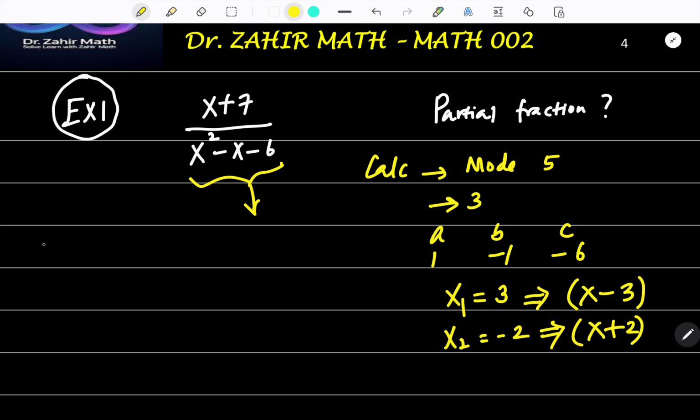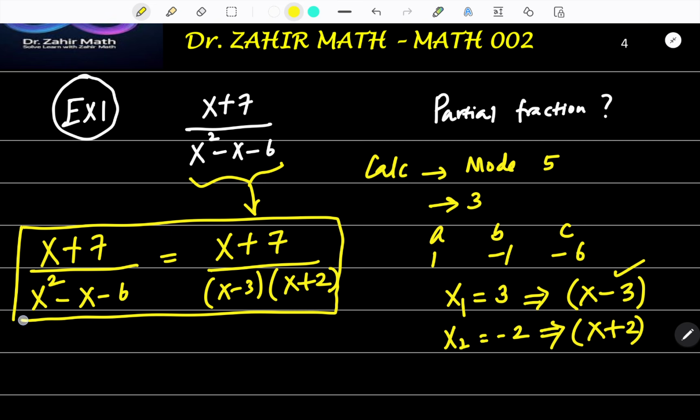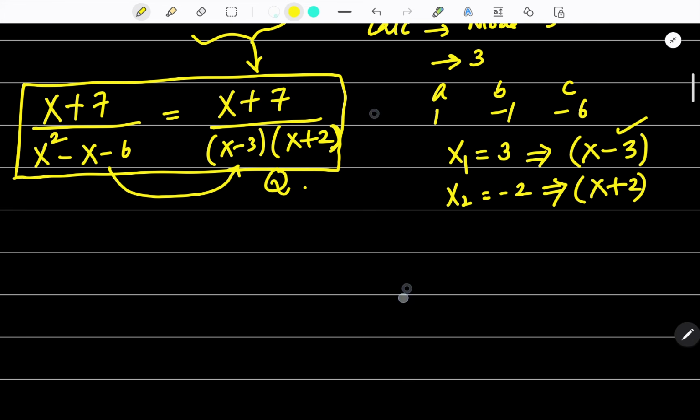So now x plus 7 divided by x square minus x minus 6 equals x plus 7 divided by x minus 3 times x plus 2. Now your question is converted into this model. Before it was in product, now it is going to be in plus. Before it was like this, now we converted it into this. This is your question: x plus 7 divided by x minus 3 times x plus 2.